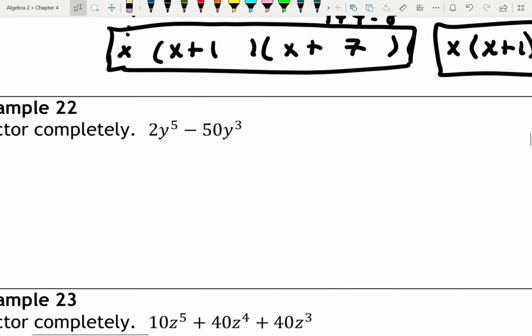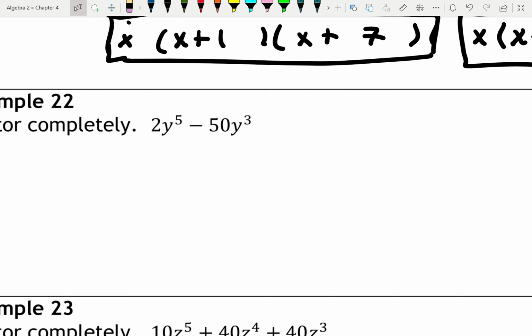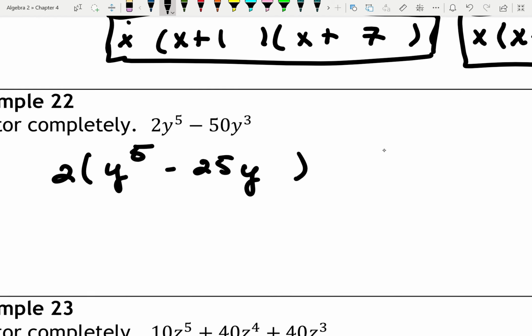22, we're supposed to factor completely again. So I look for what could I bring out. We have numbers, the 2 and the 50. I could pull a 2 out. Then that would leave me with y to the 5th minus 25y cubed. And then I want to look for, is there anything else I could pull out, right? They both have y's. They both have 3 y's or more. So I could pull out 2y cubed and then have a y squared minus 25 left over.